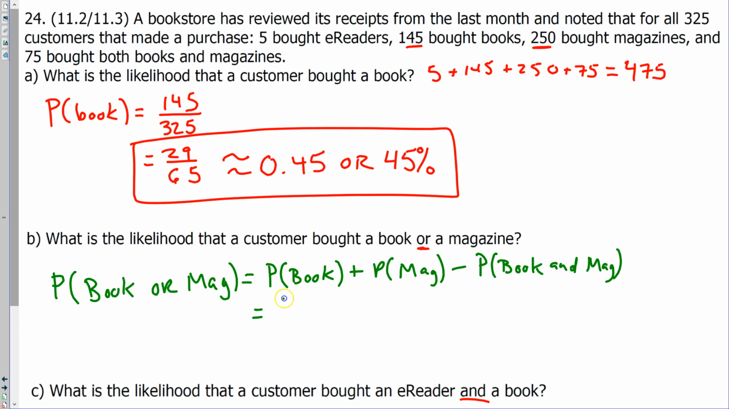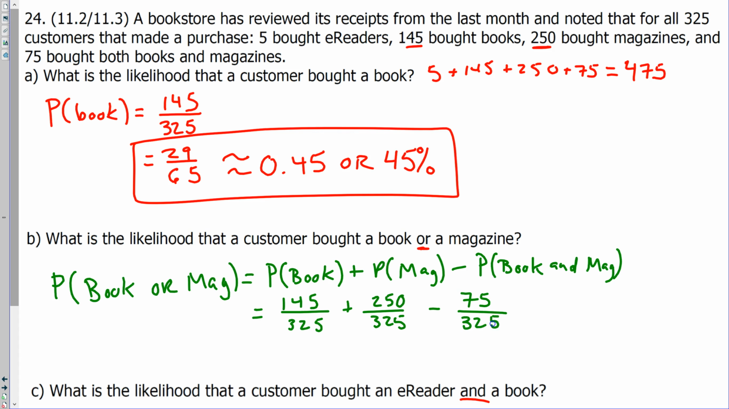The book probability is what we found earlier in Part A. It was the 145 out of 325. For magazines, there was 250 people that bought magazines out of the 325. And here we do have people that bought both, right? 75 people bought both books and magazines.